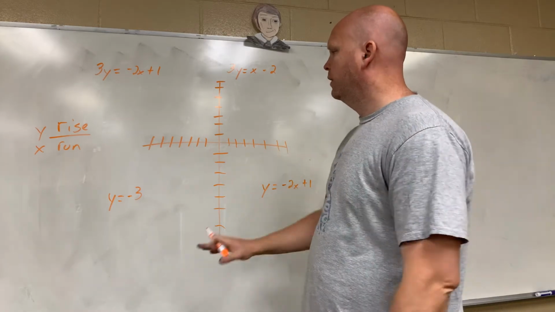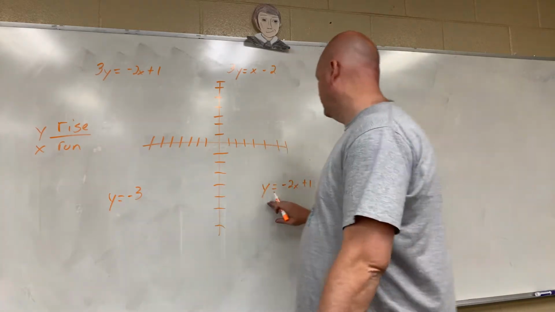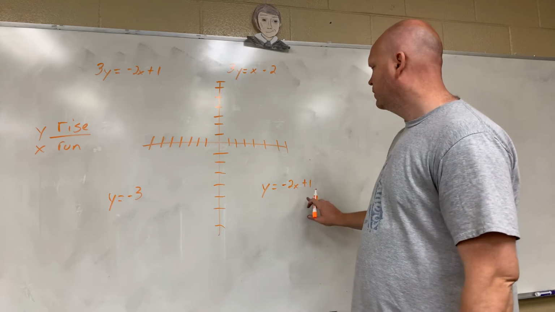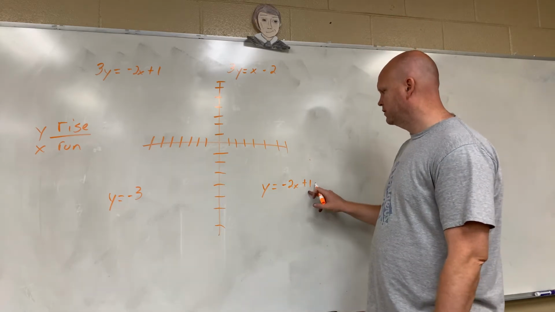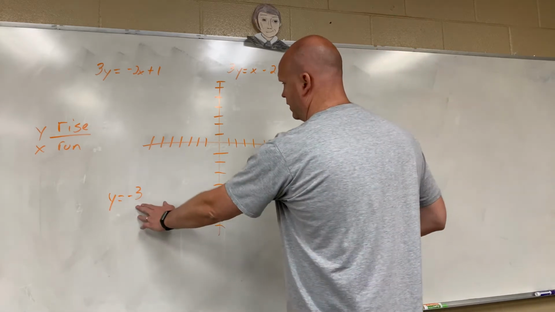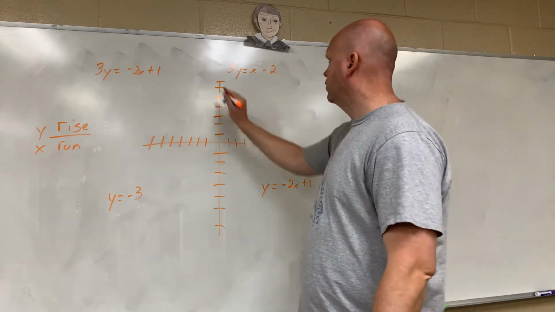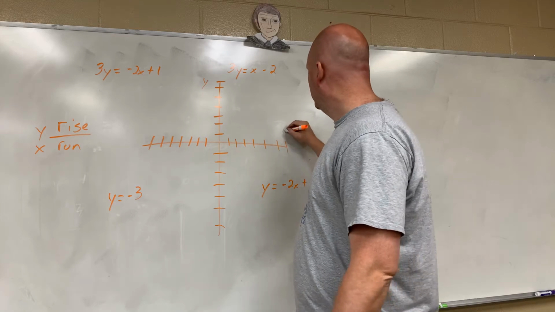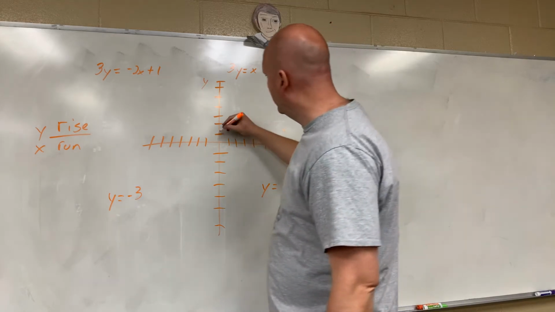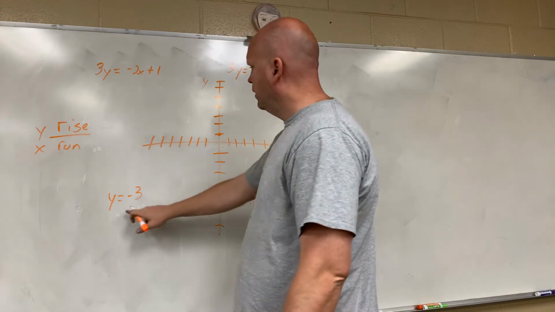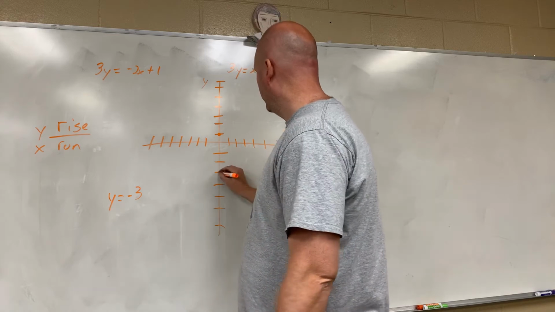The easiest way, especially if it's written like this and like this, where it's y equals, is whatever number is by itself. So in this case 1, in this case -3. That's known as the y-intercept. That's where it crosses over this y-axis. So for this one, +1, I would put a dot here. Here I would put one at -3.